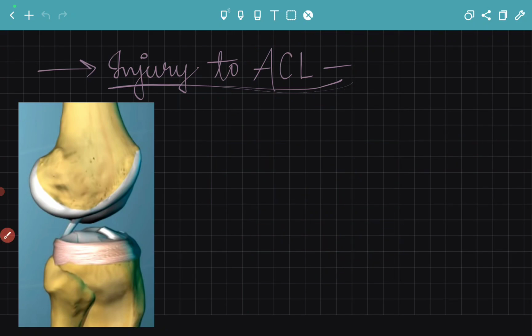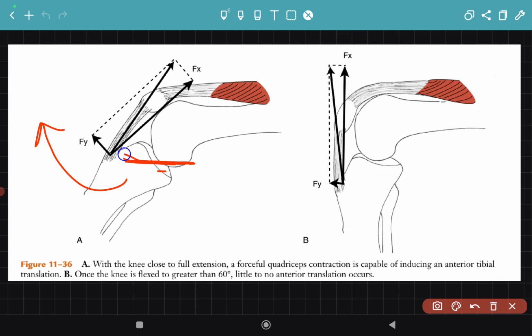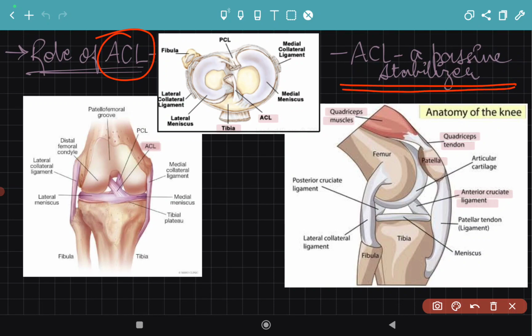That was quite in detail to focus on the ACL, its two bundles, and how it prevents the anterior translation of tibia, or the excessive anterior translation of tibia, actually. Hence, the ACL is quite crucial in itself. Again, to revise, it is the most important passive stabilizer of the knee joint, the anterior cruciate ligament.